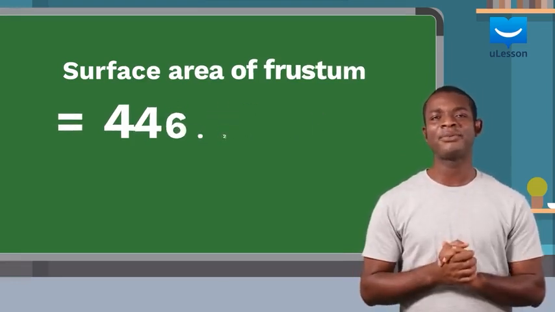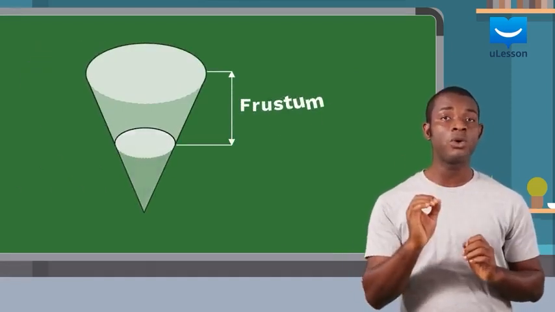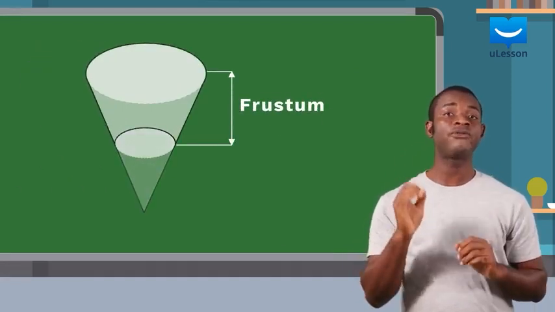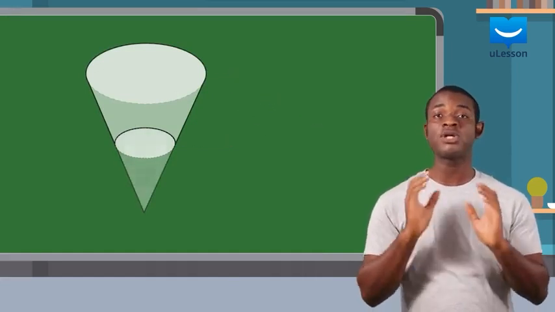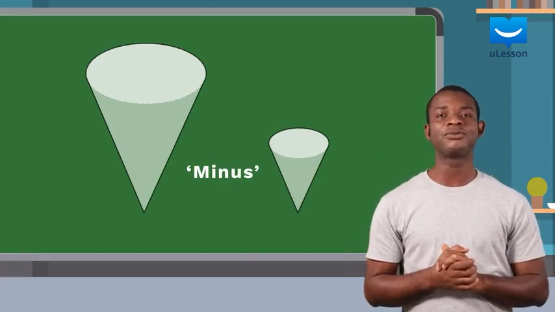Now a quick recap. A frustum of a cone is the bucket-like part of the cone, and the surface area of the frustum of the cone is equal to the surface area of the bigger cone minus that of the smaller cone.